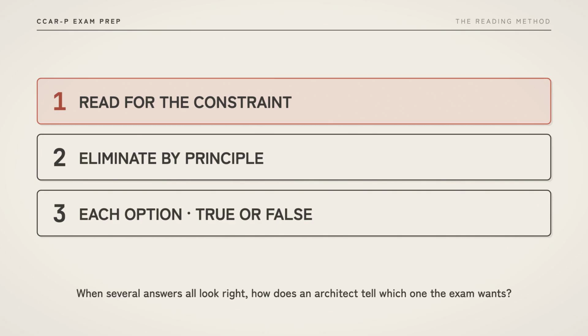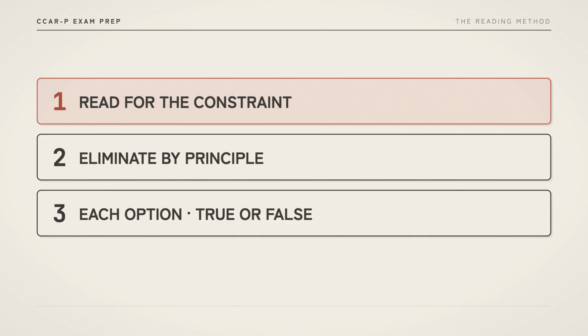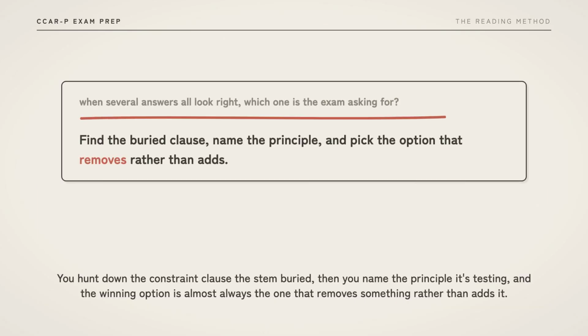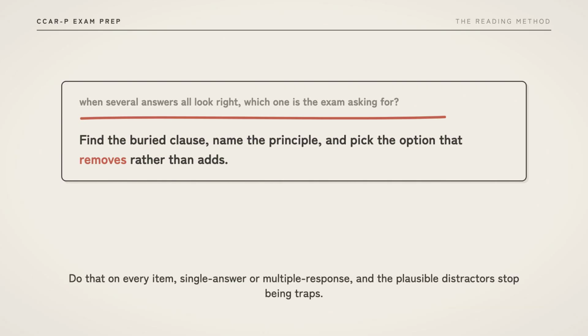When several answers all look right, how does an architect tell which one the exam wants? You hunt down the constraint clause, the stem buried, then you name the principle it's testing, and the winning option is almost always the one that removes something rather than adds it. Do that on every item, single answer or multiple response, and the plausible distractors stop being traps.